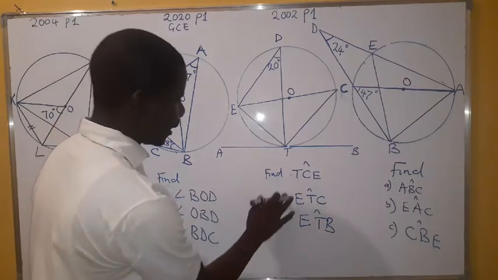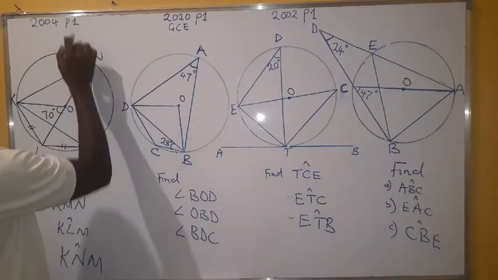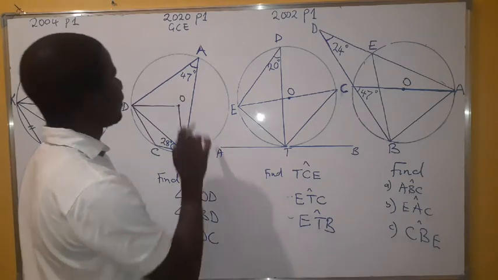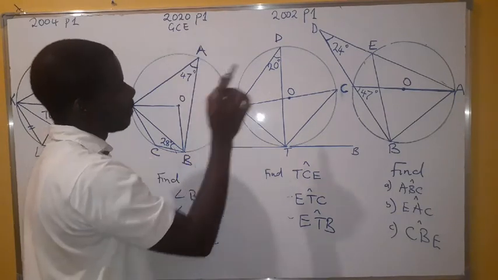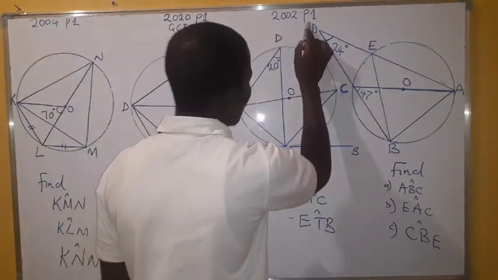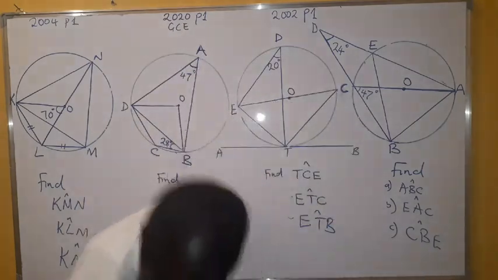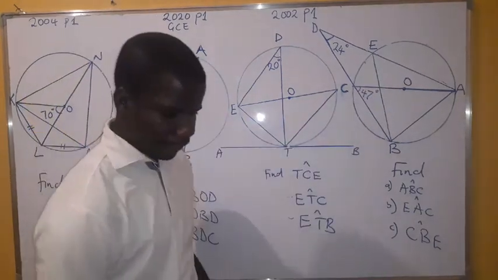So, just like I indicated, this question came in 2004, paper 1. That is ECZ. This one was in 2020, paper 1, GCE. This one was in 2002, paper 1. This one, I just got it from this textbook. This one, I got from this textbook.